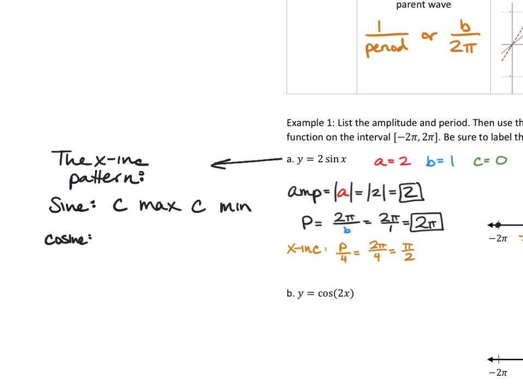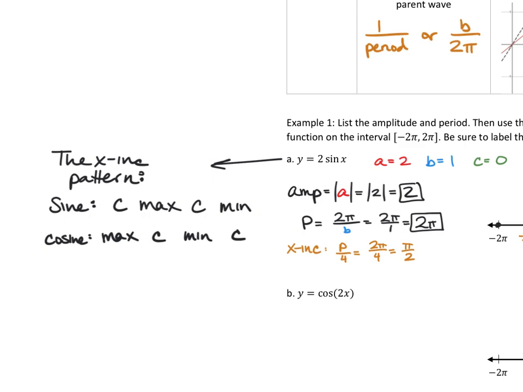Cosine is going to be similar, just different. It starts at a maximum, then goes to the center, then goes to the minimum, then goes to the center. Center, max, center, min is always the pattern. Sine starts at a center, cosine starts at a max. Here's why that's helpful to have that pattern. Center up, center down, center up, center down. It's going to wave back and forth.